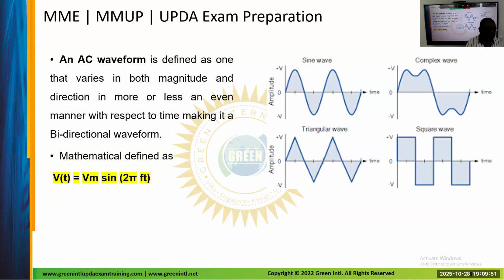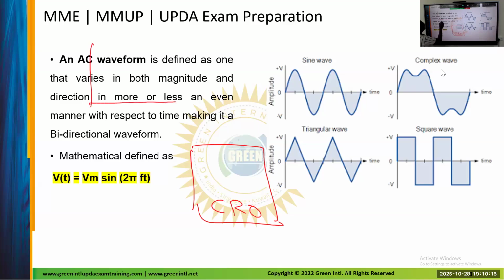What is the difference between DC and AC? DC is constant with respect to time. With respect to time, AC is a variable quantity. For a simple understanding, we take a CRO. In our college, we are using the CRO. In the CRO, if we give a DC supply, we get a straight line waveform. From this we understand that with respect to time, the voltage is always constant. If we give the AC supply, we get this waveform.